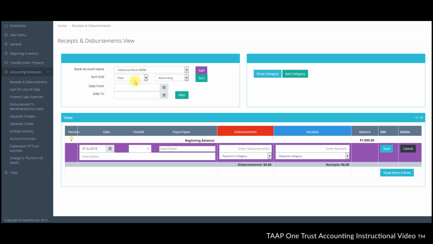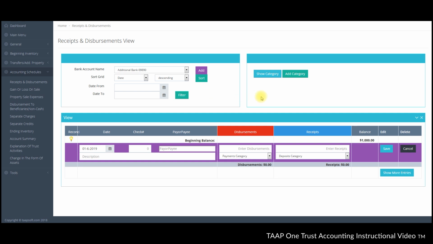All right. Here we have different ways of sorting the grid down below. We don't have a lot of entries here, but if you do have a lot of entries, you might want to look at it in ascending or descending order, or any of these items, check number or payments, deposits, whatever, however you want that sorted. Additionally, in this grid, you can define the date range that you want to look at. So if you just want to look at the month of April, you would be able to do that.